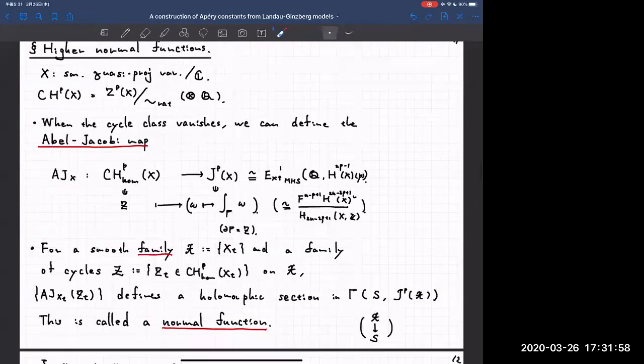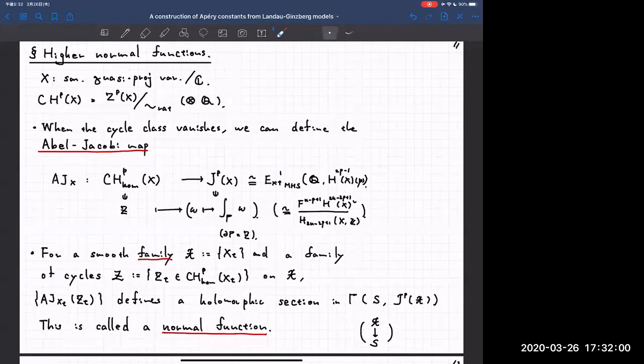All right, so I would like to explain what a higher normal function is, okay, the section. For simplicity, I want to assume X is a smooth quasi-projective variety over C. And as I explained, I want to consider essentially the algebraic cycles.